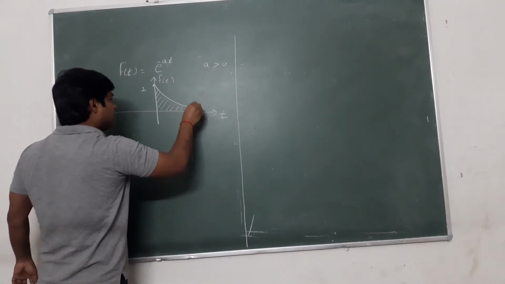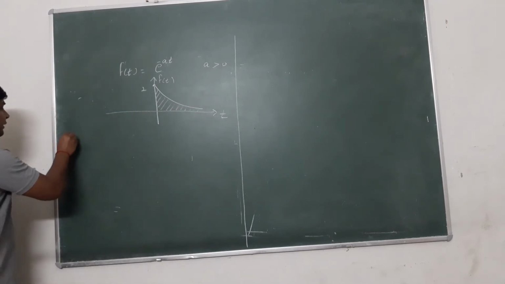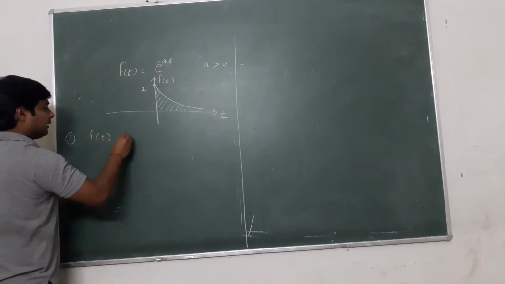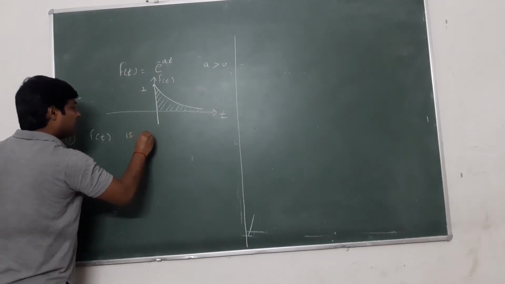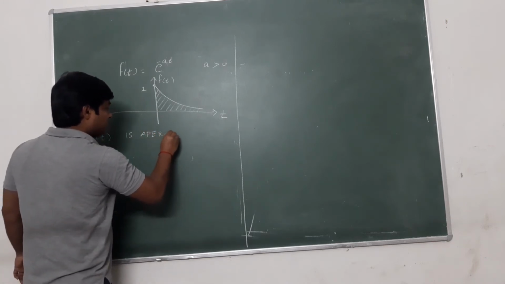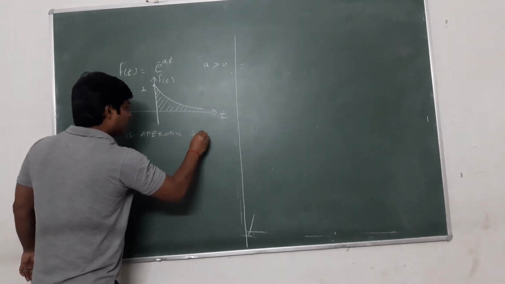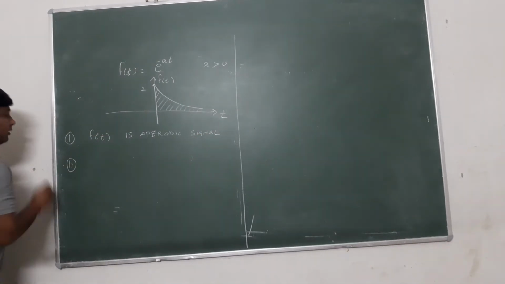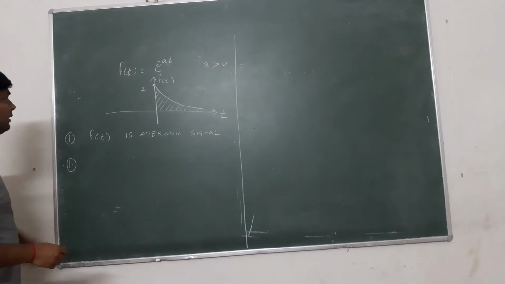But we will check this. So the first condition: f(t) is aperiodic. Yes, f(t) is an aperiodic signal. The first condition is satisfied by the given signal. Second, does it satisfy the Dirichlet condition or not?